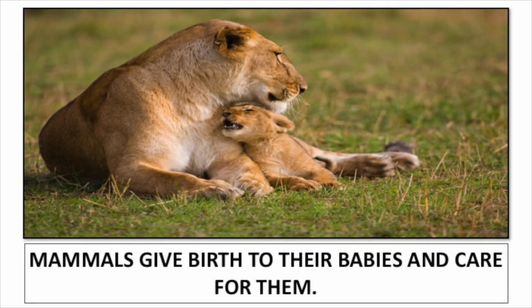Mammals give birth to their babies and care for them. Does anybody know what type of animal is in the picture here? A lion. Actually, a female lion we call lioness. And the lioness, the mummy lion, is with her baby. Does anybody know what we call a baby lion? A baby lion is a cub. Yes. So the lioness and her cub together.